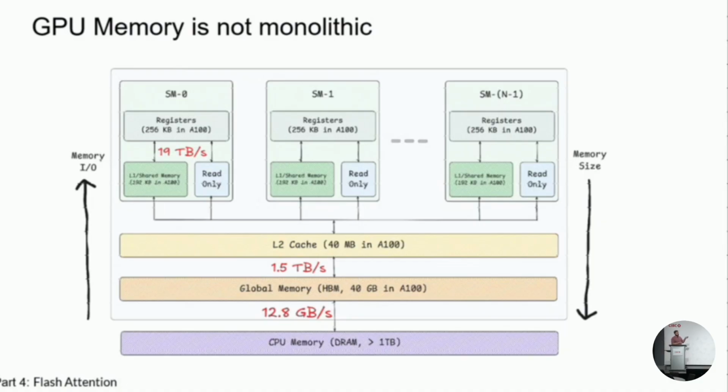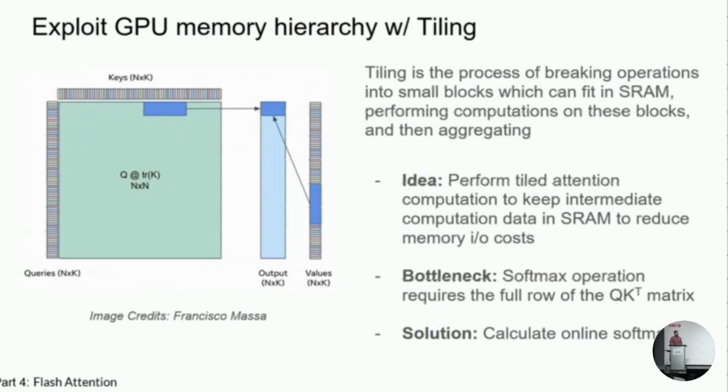The closer your memory is to compute, the smaller it tends to be, simply because of physical restrictions that I mentioned before. So how can we exploit this hierarchy in memory? And this is what Flash Attention does. If we were able to break down our computation in such a way that everything that we need to compute on will fit in the small SRAM, then we can perform 10 times more operations before we are bottlenecked by memory. This is a very common approach used in GPU algorithms.